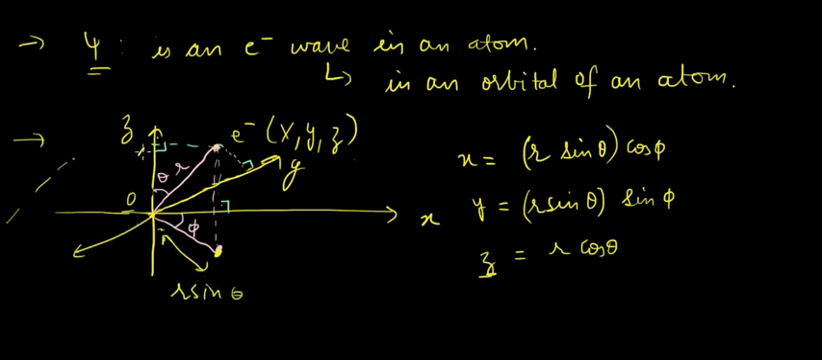And this distance would be nothing but r cos theta. So this r sin theta, when projected on the x axis, would be r sin theta cos phi, and on the y axis when you project it, it would be r sin theta sin phi. I hope by now it should be clear.